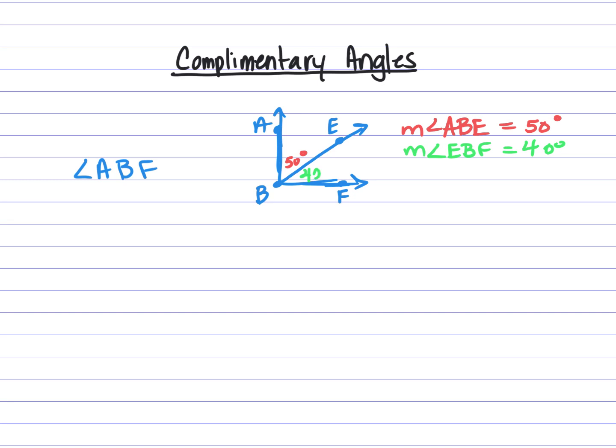Now, you may want to add these up, and we can find the measure of angle ABF by adding angle ABE and angle EBF. And if we add those two degree measures together, we get 90 degrees. And so since the measure of angle ABF is 90 degrees, then I can say angle ABF is a right angle.